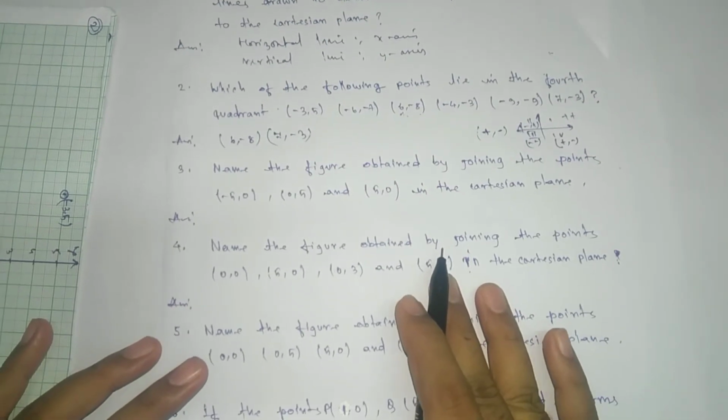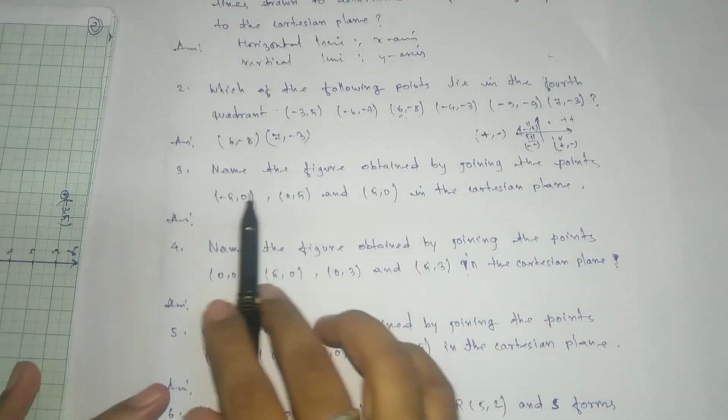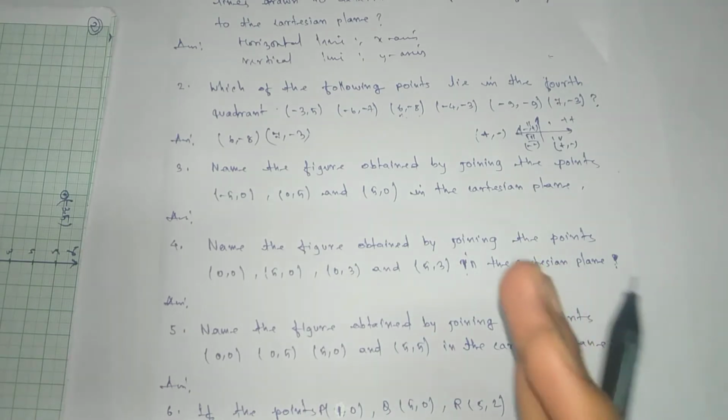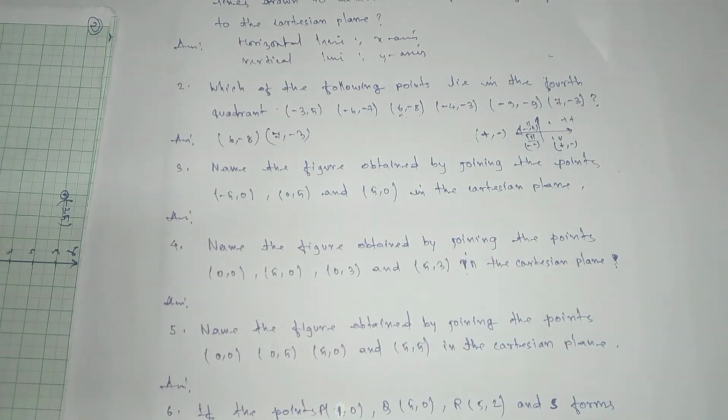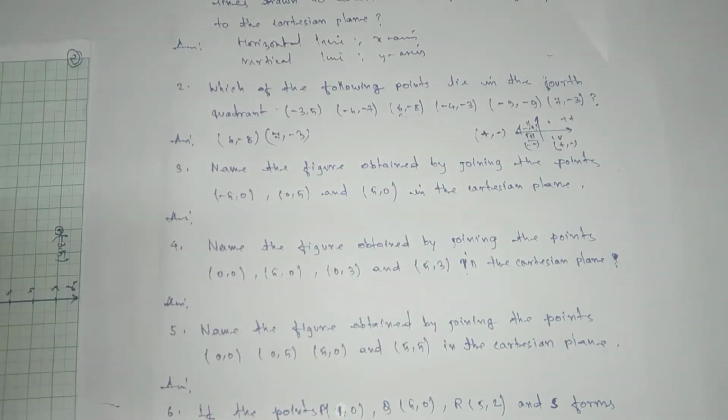Next problem, name the figure obtained by joining the points minus 5, 0, 0, 5 and 5, 0 in the Cartesian plane. Can you guess? You'll say, sir, there are 3 points. Shall I say triangle? Yes, it is a triangle, but it is a special case. You need to see that first and then decide, because by 3 points we will definitely get a triangle, but which type of triangle?